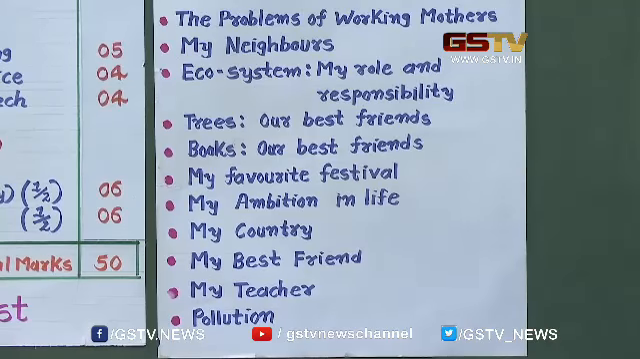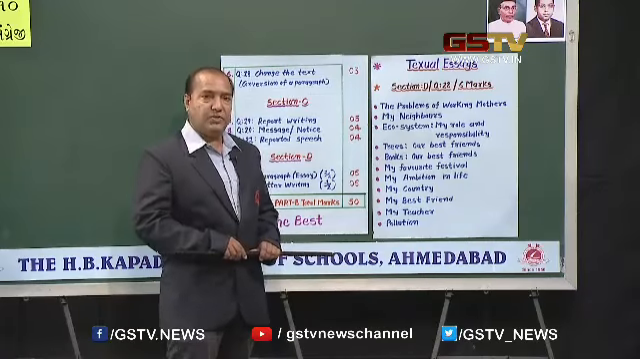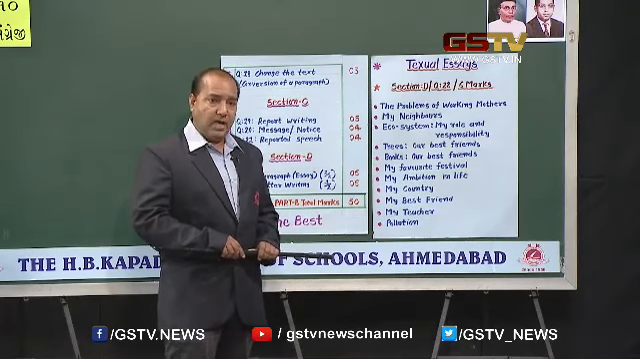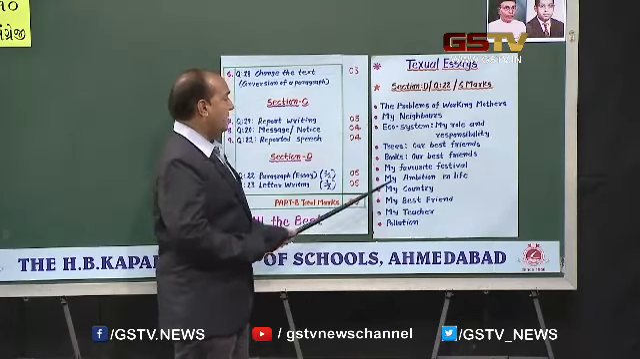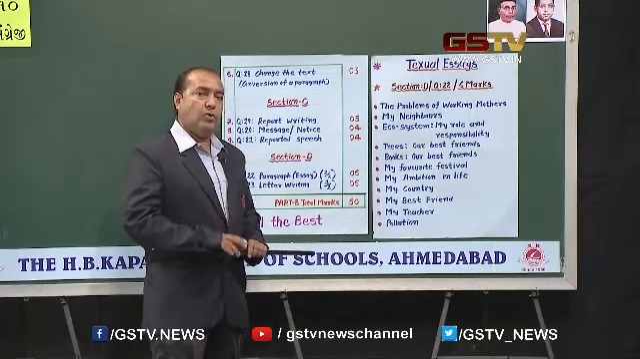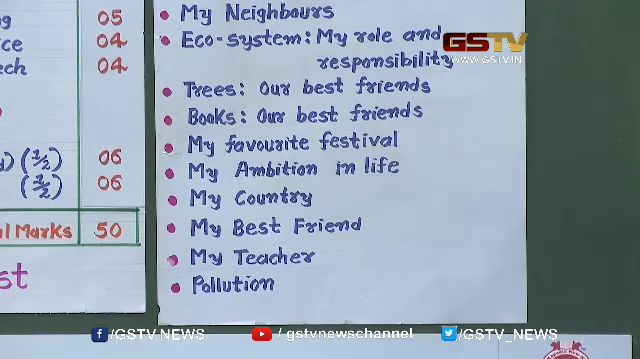Then My ambition in life. You should begin this essay with a proverb such as: life without ambition is like a ship without a sailor, a car without a driver, a plane without a pilot. And then you should write the importance of ambition in life. If we don't have any ambition, we cannot do anything in our life. Our ambition will be very helpful to guide and mold our life. Then My country is also one of the important essays.